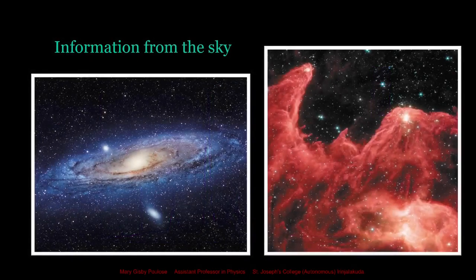Now, we get data from the atmosphere, from the sky, from different galaxies by studying the radiation coming from them. Okay, so here I have shown you pictures of different galaxies. This is the picture of a spiral galaxy, our Milky Way. And this is the picture of a nebula constellation. It is a gaseous space in the outer space.